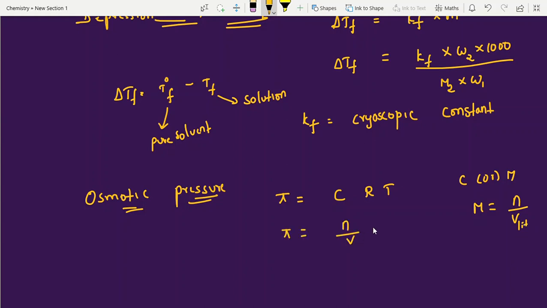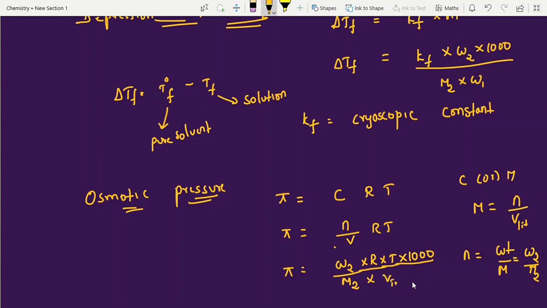N by V RT. Okay. So finally, the formula: pi equal to, so this is, students, number of moles, weight by gram molecular weight. So how to write? W2 by M2. Okay, always they will ask the solute only. How much you added, that only they will ask. W2 by M2 into R into T into 1000 by volume in ml.